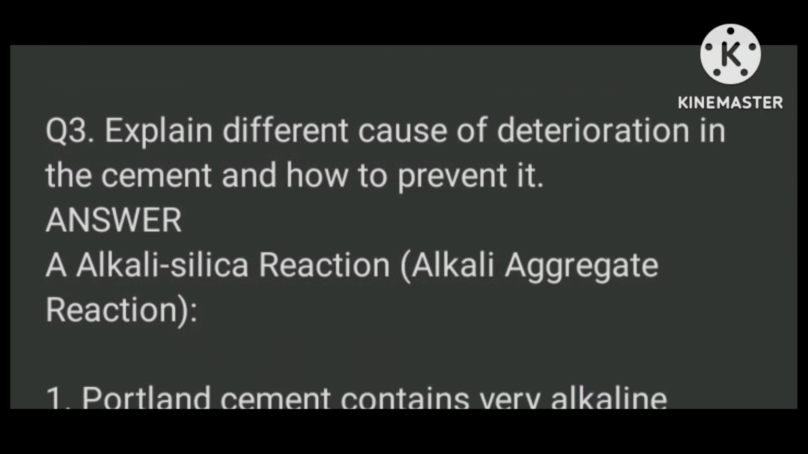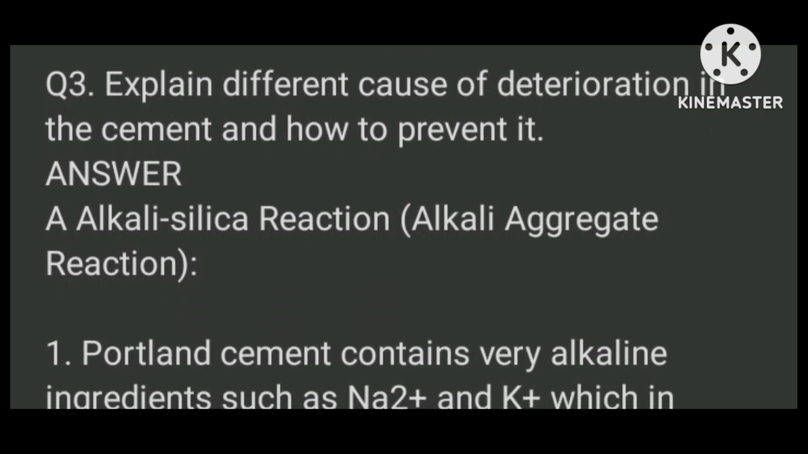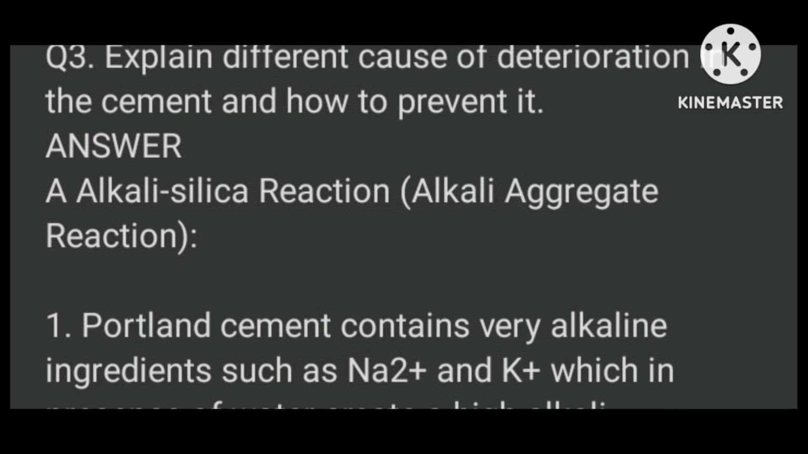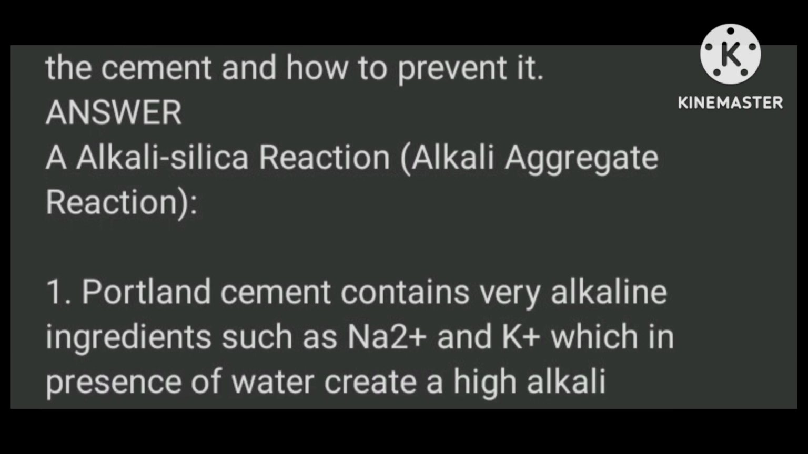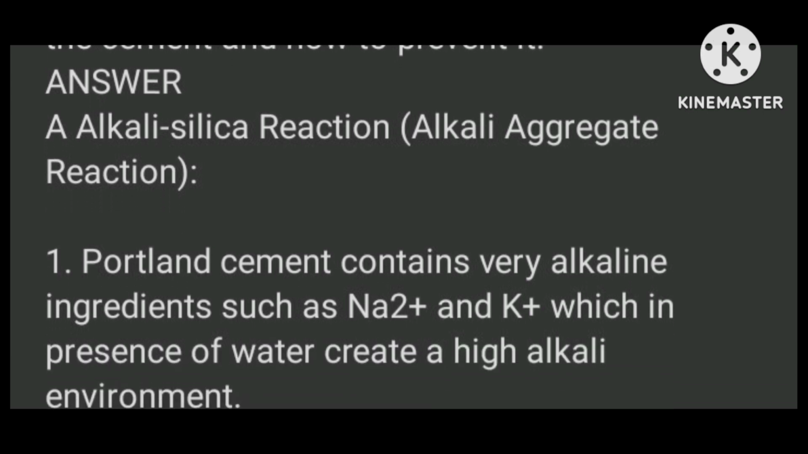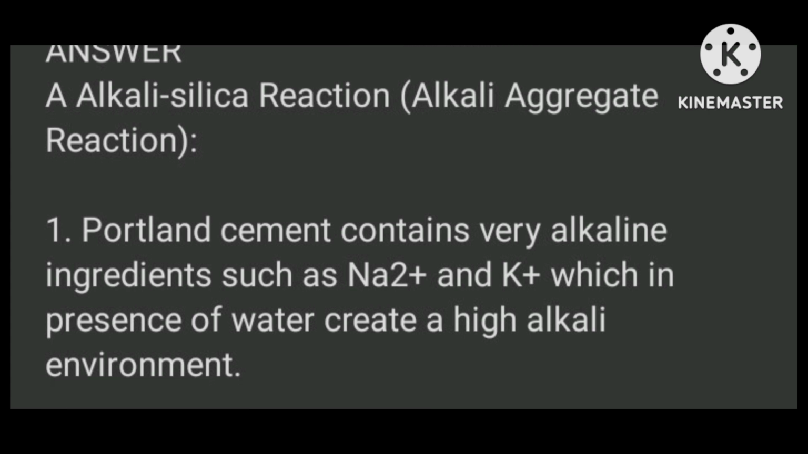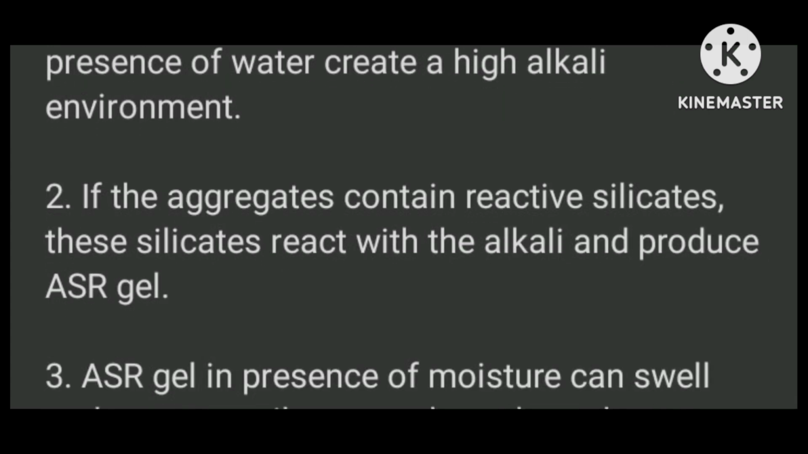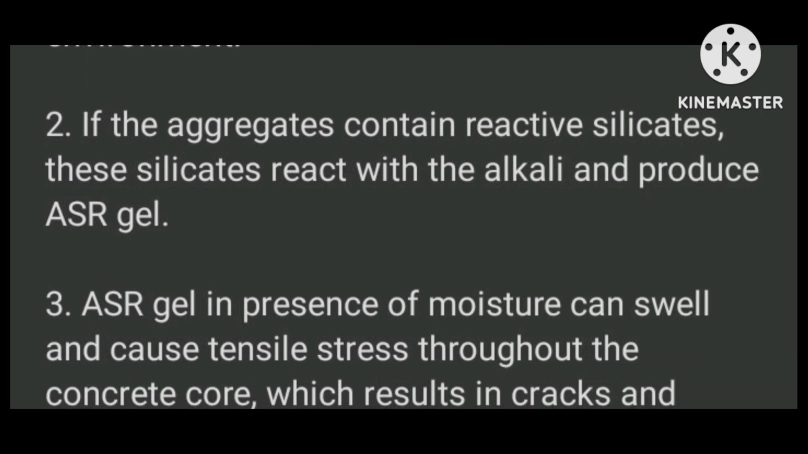Question number 3. Explain different causes of deterioration in cement and how to prevent it. Answer. A. Alkali-silica reaction, or alkali aggregate reaction. First, Portland cement contains very alkaline ingredients such as Na+ and K+, which in presence of water create a high alkali environment.